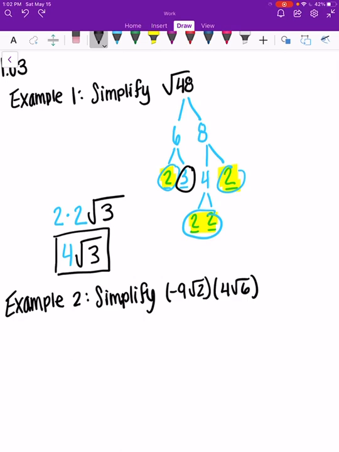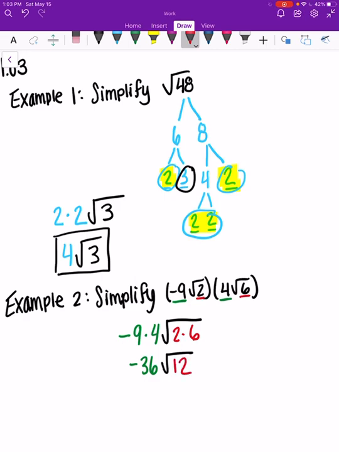Example 2 is going to have us multiply. So it says simplify -9 square roots of 2 times 4 square roots of 6. This one is kind of fun, I think. So what we do is we want to multiply what's on the outside of the square roots first. So -9 times 4. And then on the inside of the square root, we're going to multiply those numbers. So 2 times 6. So -9 times 4 is -36 times the square root, and 2 times 6 is 12.